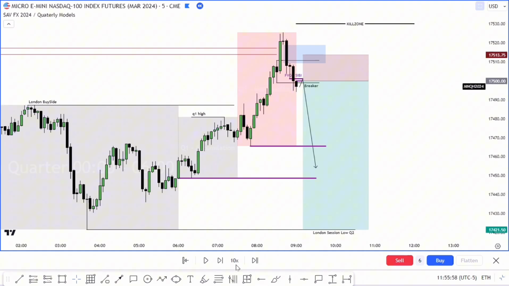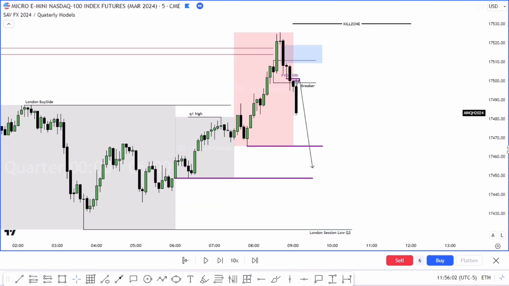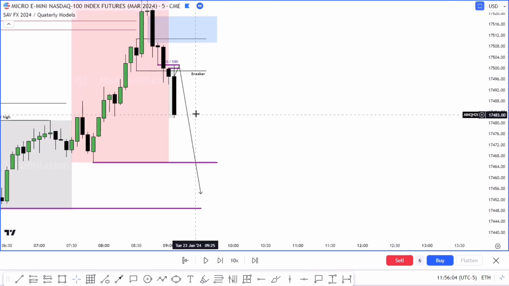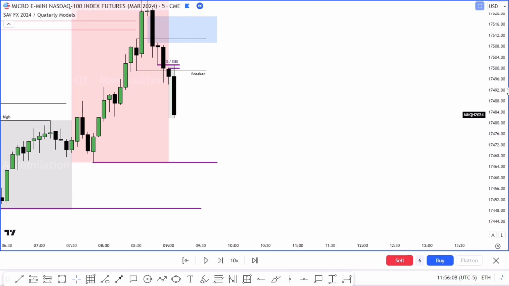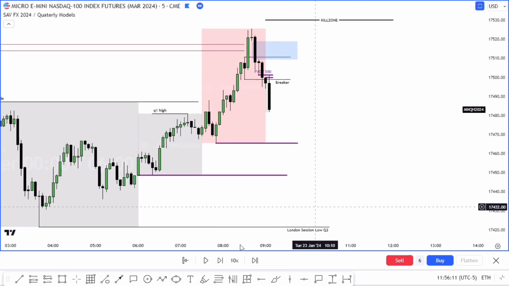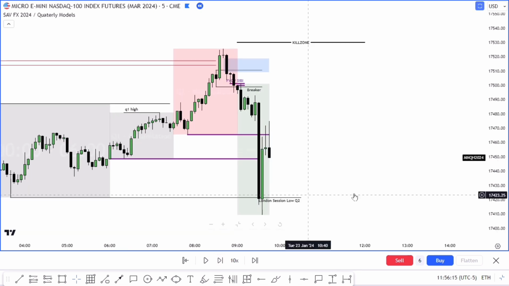So price taps the fair value gap right there. Right, as you can see, price taps the fair value gap and then it starts reacting lower. Let's see. Then yeah, target was met.